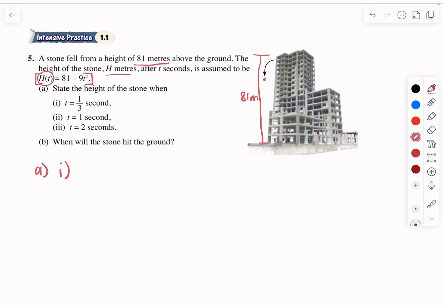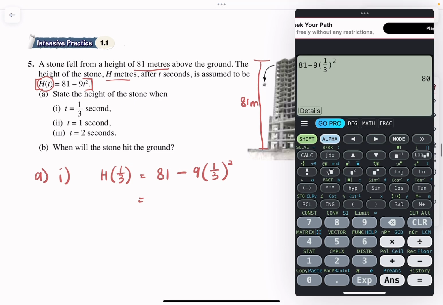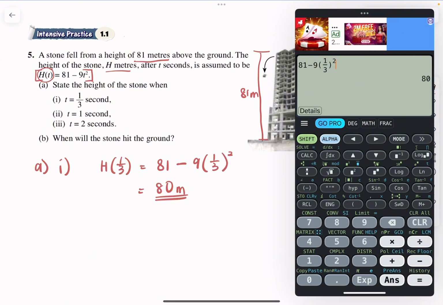t is 1/3. Okay, so if you want to find the height when t is 1/3, you can put h(1/3). So this will become 81 minus 9 times (1/3) squared. Let's take out our calculator. Just type this in: 81 minus 9 times (1/3) squared. We get 80 meters. So after 1/3 second, the height is 80 meters.